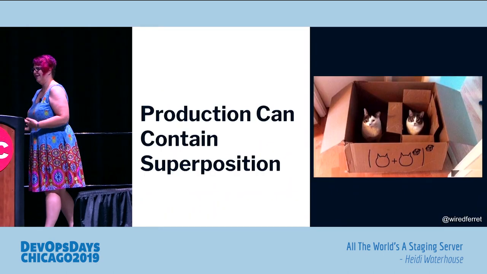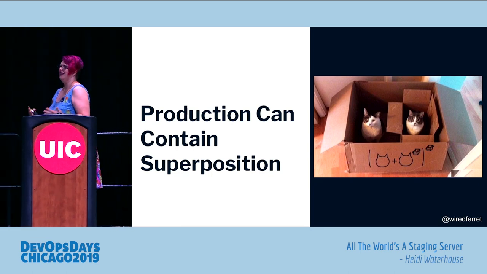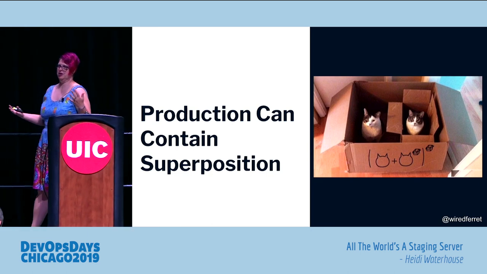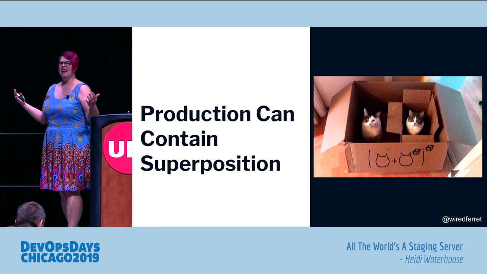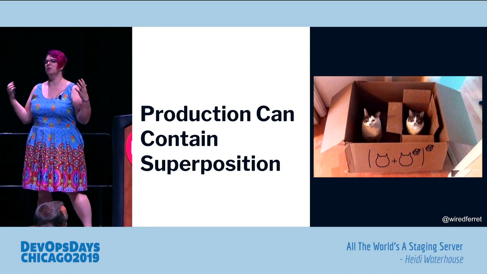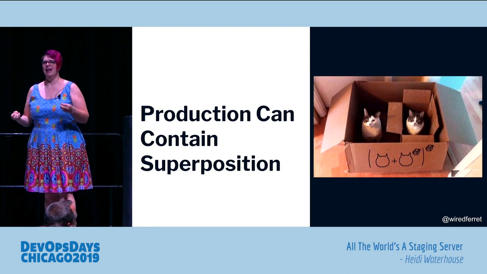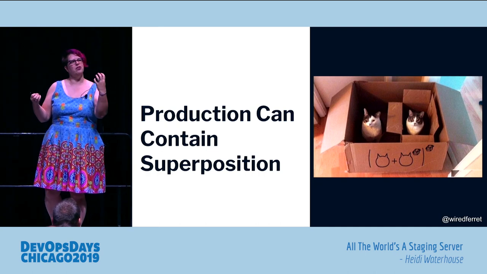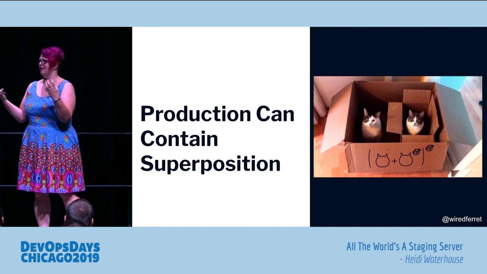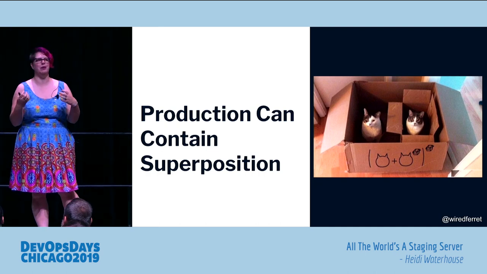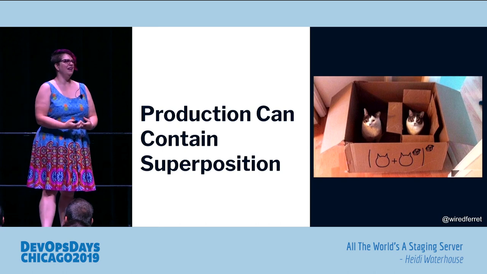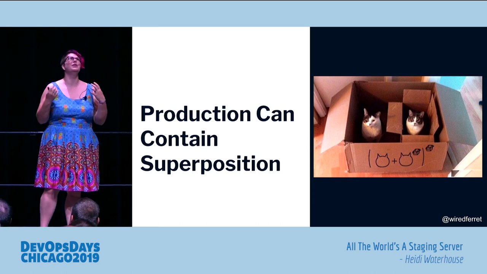Production can contain superposition. I love physics, in sort of an amateur way. It can contain more than one thing at a time. It can contain Schrodinger's code, both on and off at the same time, delivered to different people at the same time. It's amazing. It's so cool.